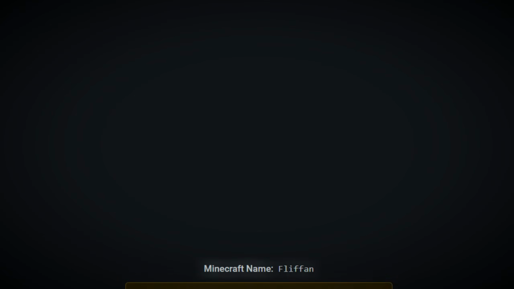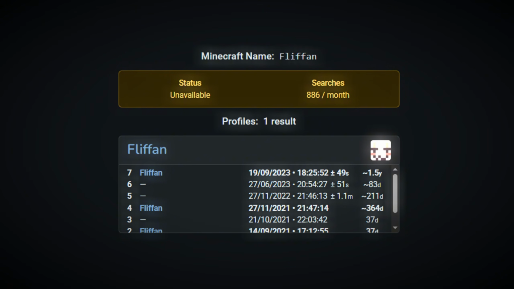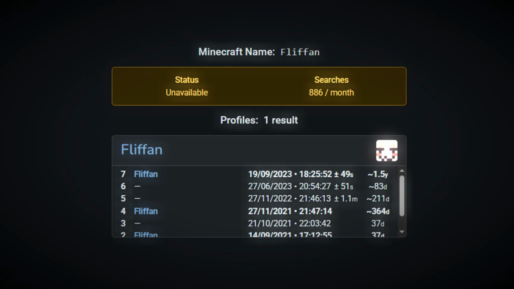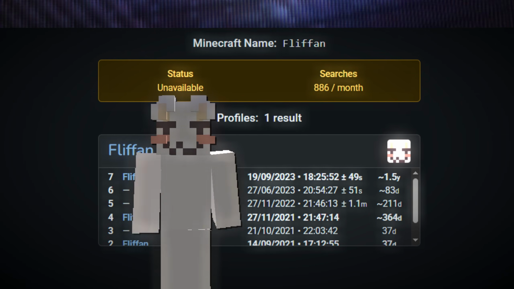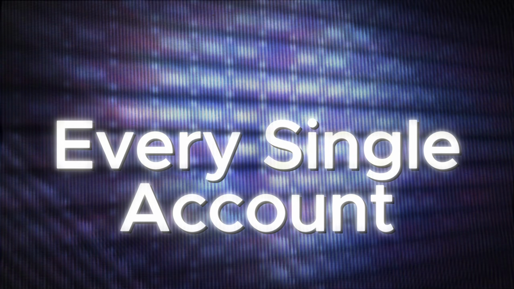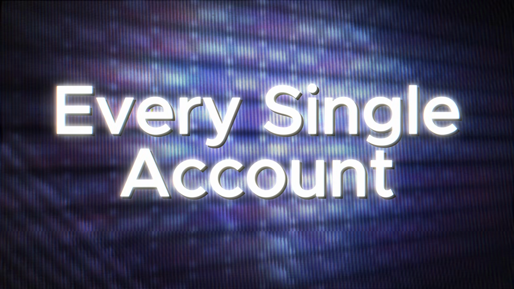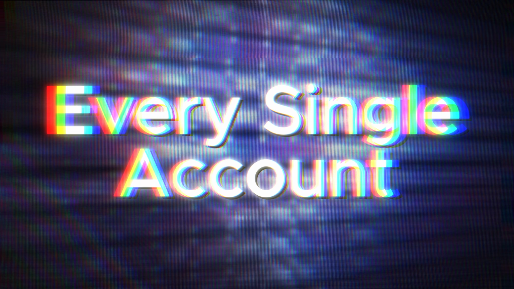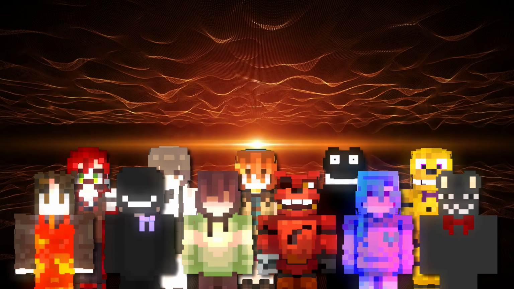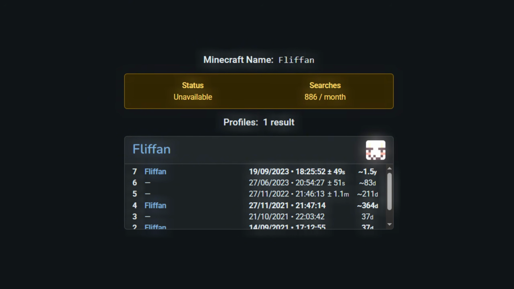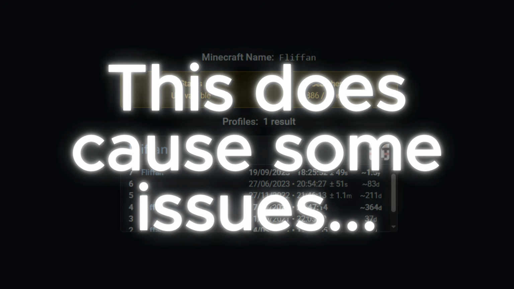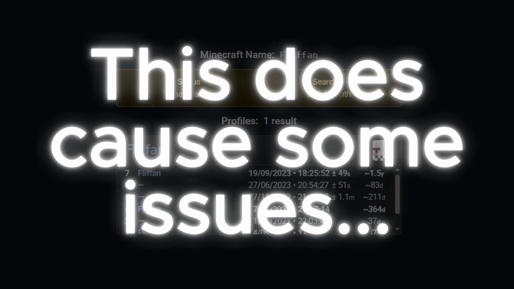Basically, the way NameMC works is it can only quote-unquote see accounts that have been searched up on the site before. And that is an extremely good way to do it. If they were to keep every single account on their servers, it would take up so much space for no reason, because around 50% of those accounts would never be checked out by anyone. So by only storing accounts that people have actively looked up, they can save space. But this does cause some issues, especially when it comes to the cape counts.